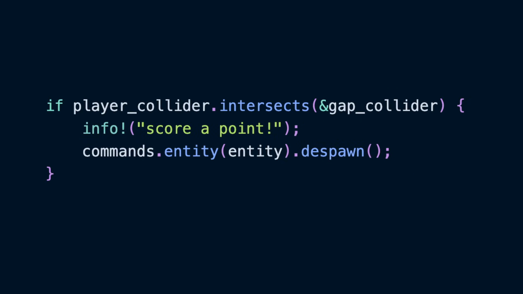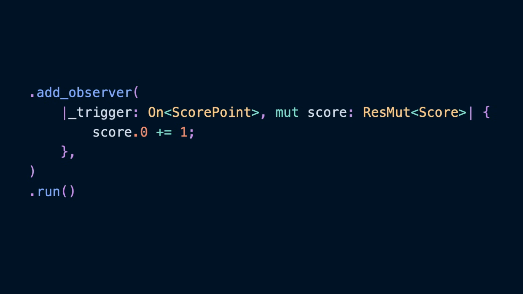In our collision system, we test for the intersection of the player with any gap, and we output a log before despawning the gap. We'll change that log to trigger an event instead. And we'll add an observer to listen to the event. This observer will add 1 to the score resource whenever it's triggered.